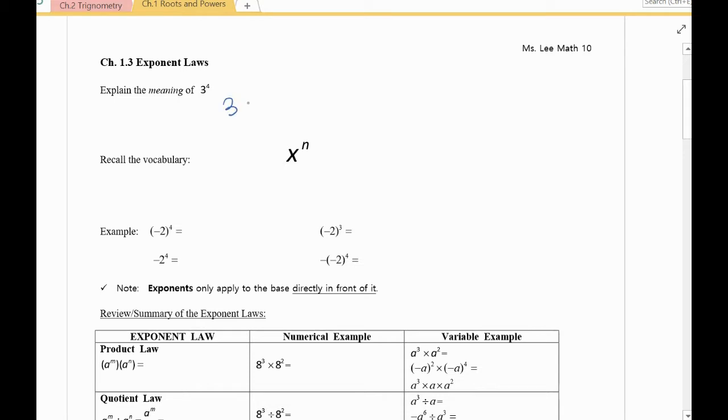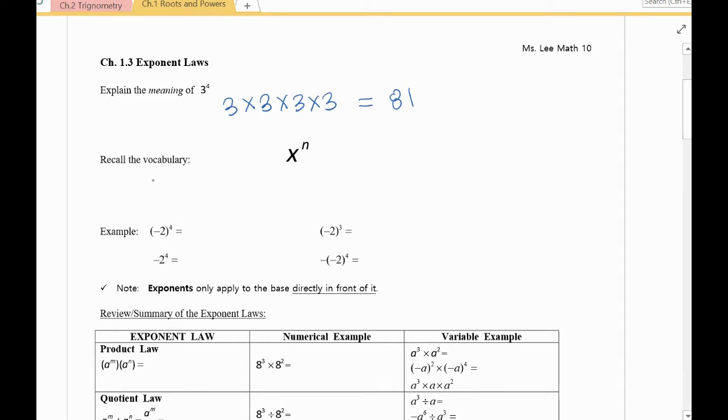Repeat multiplying 3 how many times? 4 times. So you don't multiply 3 times 4. You need to repeat multiplying 4 times. Then it becomes 81. 3 to the power of 4 is 81.